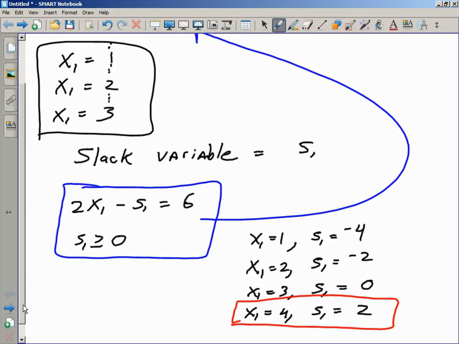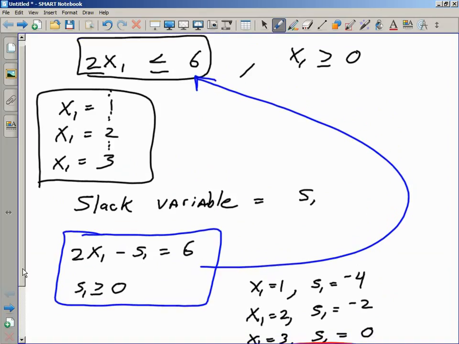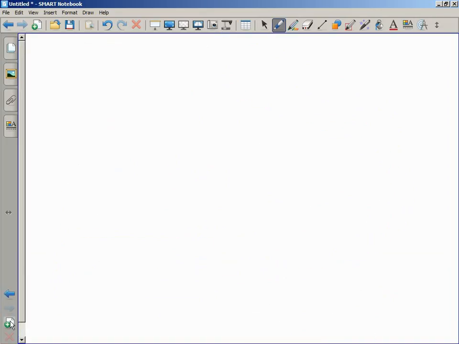2x1 is equal to 6. Yeah, I really picked a bad example. That was a bad example. It's on the right track. I just picked a bad example. Let's try something else. Let's just try what's in the book.